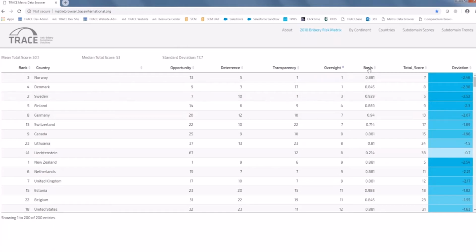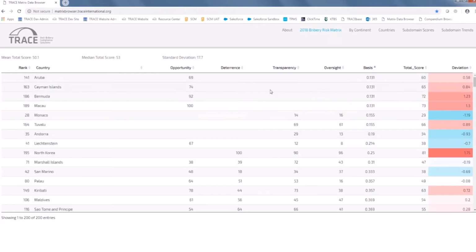That's what this basis column is for. Basis is simply a decimal number indicating what fraction of the total number of data points are included for any given country.